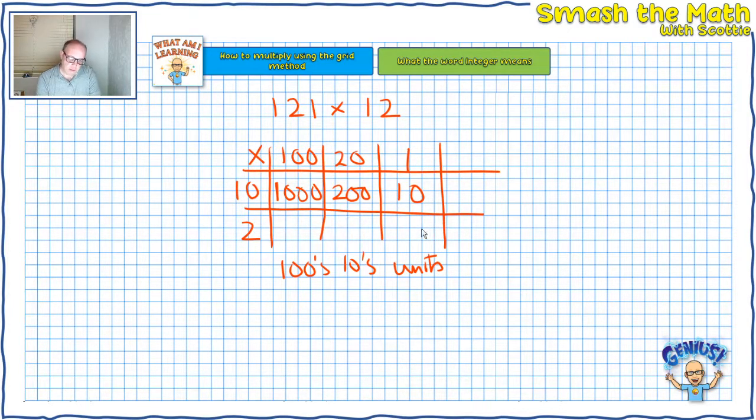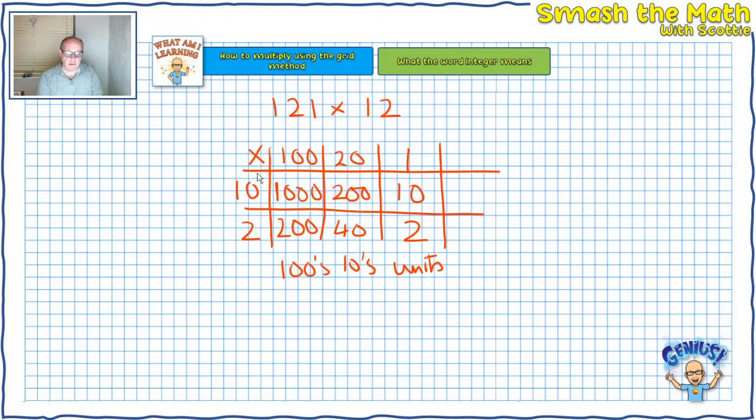And then I'm going to do my bottom row here. 2 times 1 is 2, and then I've got 2 zeros. And then 2 times 20, which is 40, I'll do that in my head, and 2 times 1 is 2. Okay, so there's my grid finished. Now remember, what I've got to do is add all these numbers up in the grid itself, okay? Not the numbers on the outside, don't forget about those.